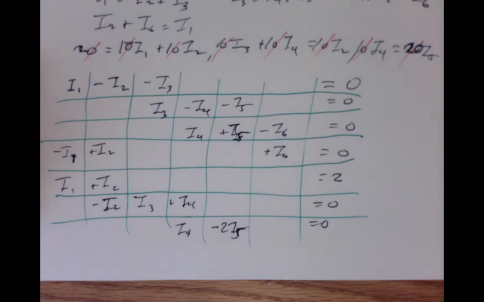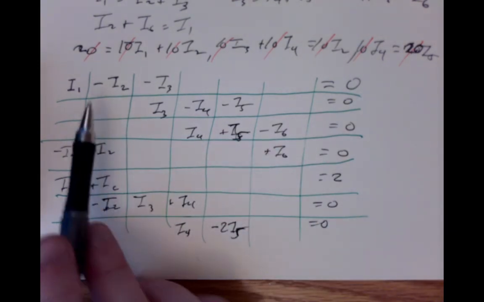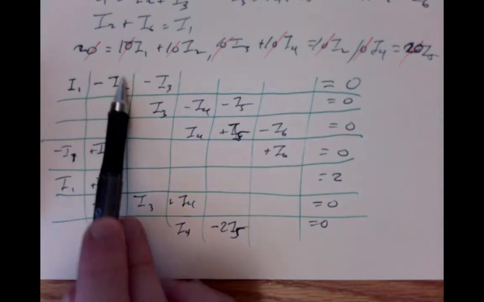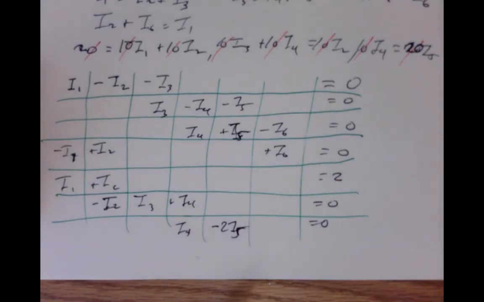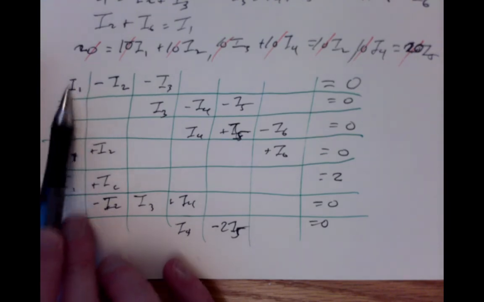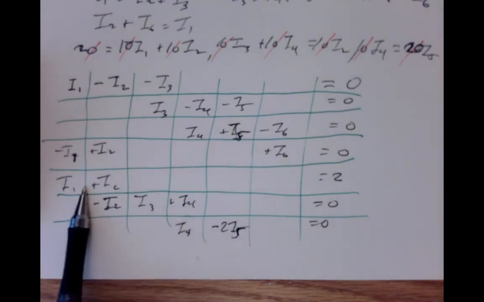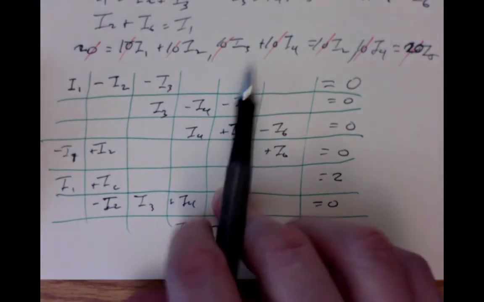Another aspect of organizing the whole thing carefully is that I really don't need to keep writing I1, I1, I1, I2, I2, I2. There are too many variables and too many equal signs. It'd be easier if you just dropped the variable names and kept the coefficients. There's one of these I1s. There's a minus one of them here and one of them here. So we could write a very similar system. Let's see if we can figure out how to simplify that system.